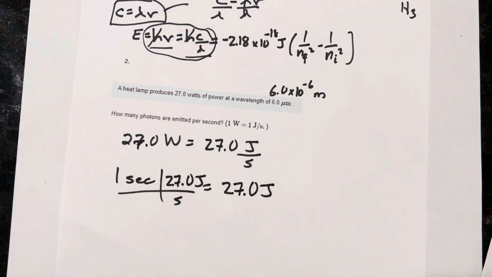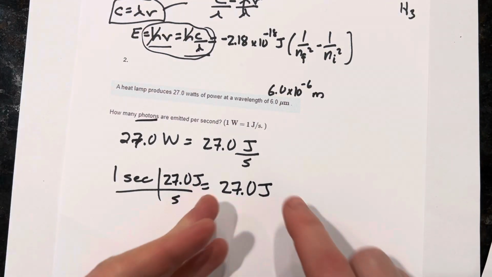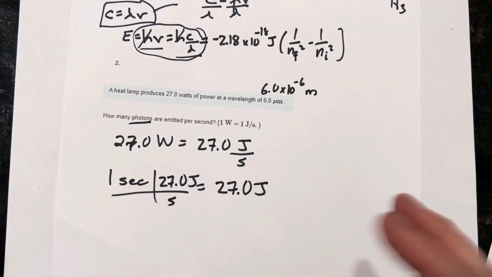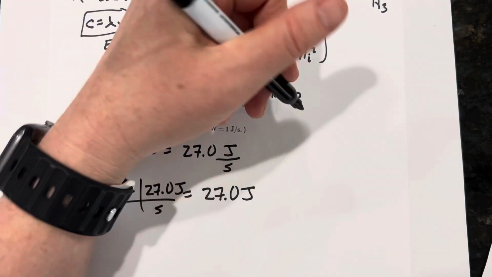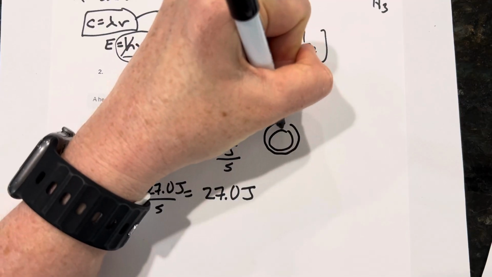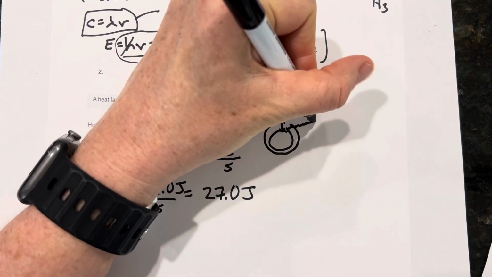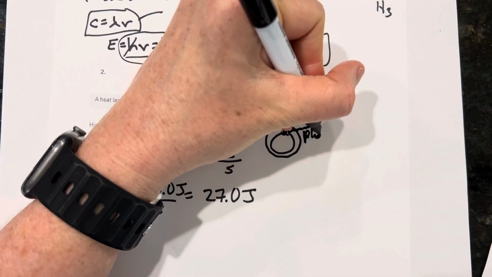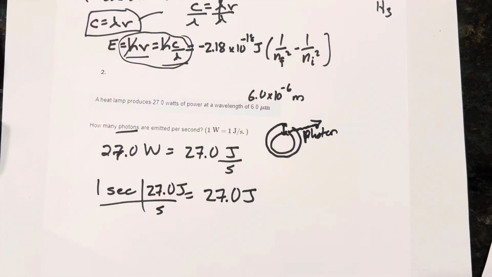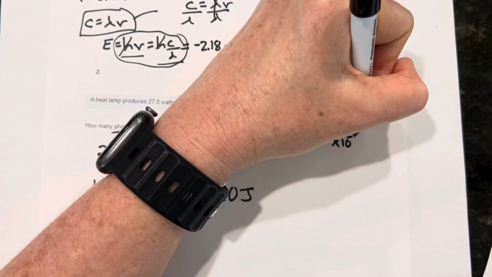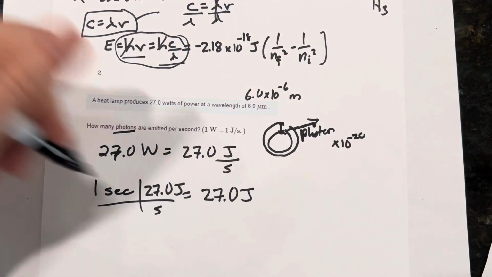But that's not the question. It wants to know photons. But if we know how much power overall is emitted, we can figure out how many photons there are. Let me take a step back and remind you guys how this works. When an electron falls down, it emits a photon, right? Those photons have a tiny amount of energy. It's like something times 10 to the negative 20 or so, and we'll figure it out here actually.